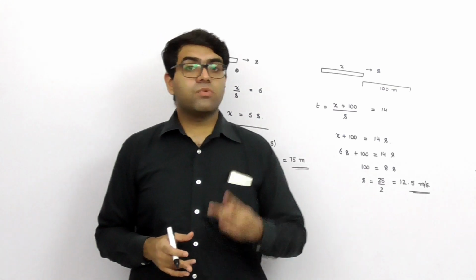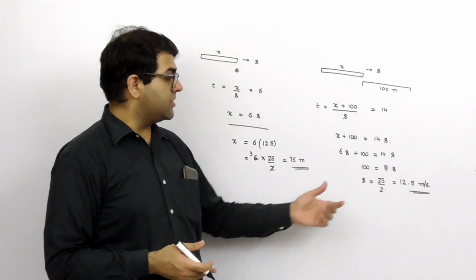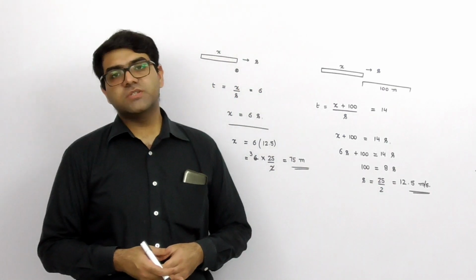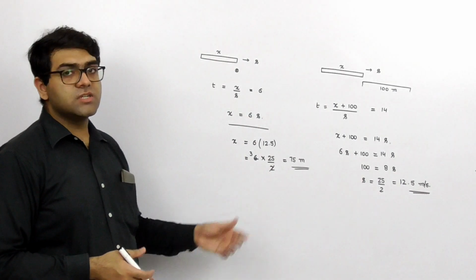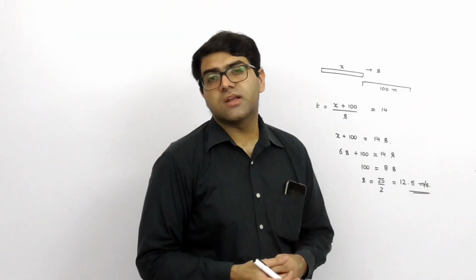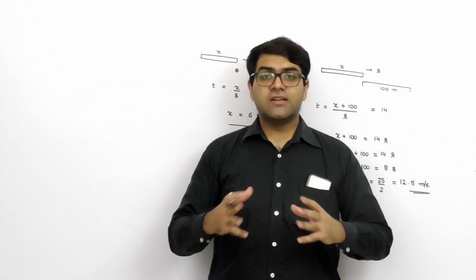In this question, we were required to determine two things. Number one, the speed of the train. Well, that is 12.5 meters per second. Number two, the length of the train. Well, that is 75 meters. Hopefully we are able to understand this example.